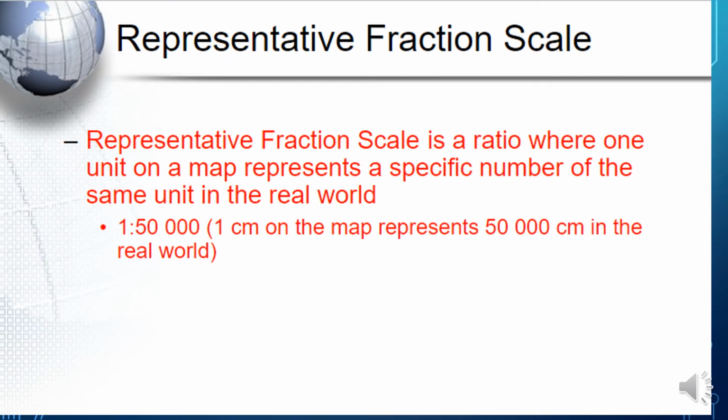Next, coming to the RF or representative fraction scale. This representative fraction scale is basically units. That is, 1 unit on the map is represented by the units on the ground. For example, 1 is to 50,000. Here, 1 centimeter on the map represents 50,000 centimeters on the real ground level.